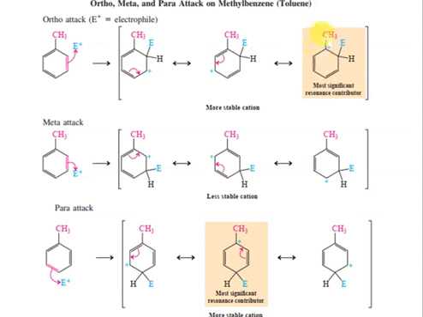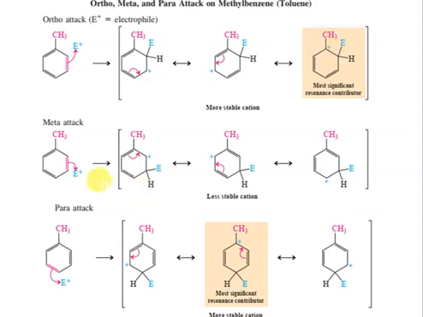So since this carbocation is very stable, why stability? Because number one, this is a tertiary carbocation. Secondly, this tertiary carbocation is being stabilized by this methyl group by hyperconjugation as well as by inductive effect, right? This positive charge is stabilized, therefore this structure is highly stable, and because this structure is highly stable, we get ortho product as a dominant product.